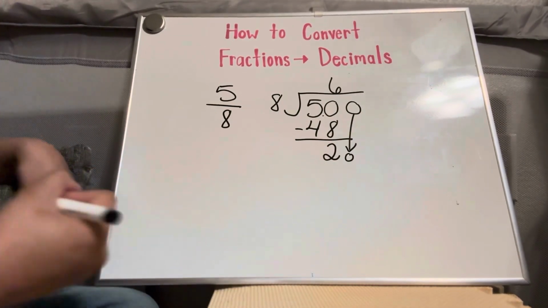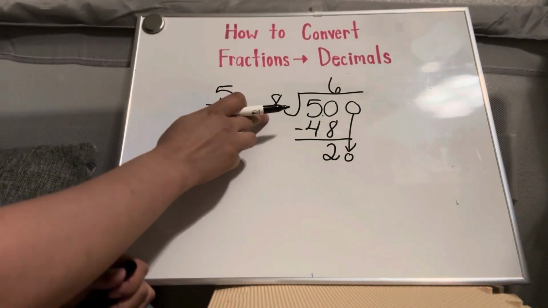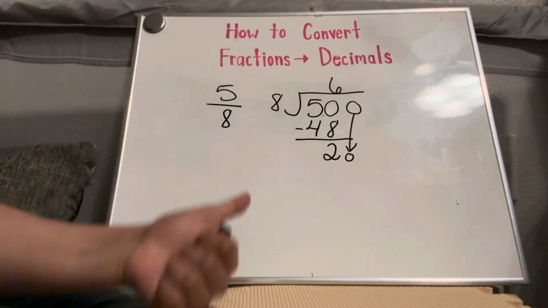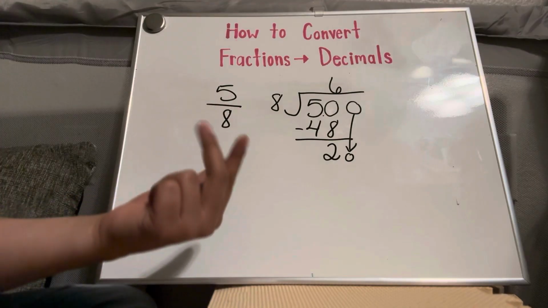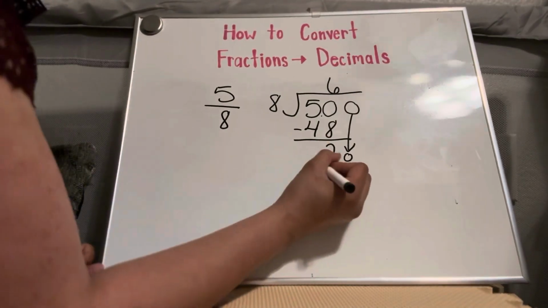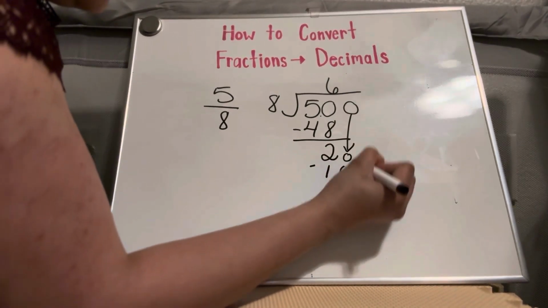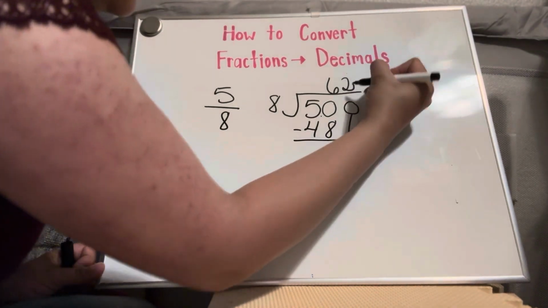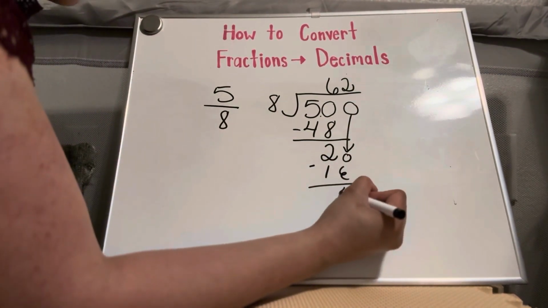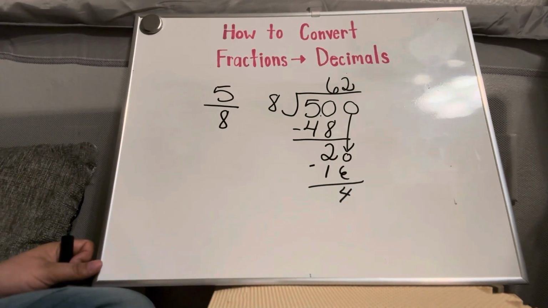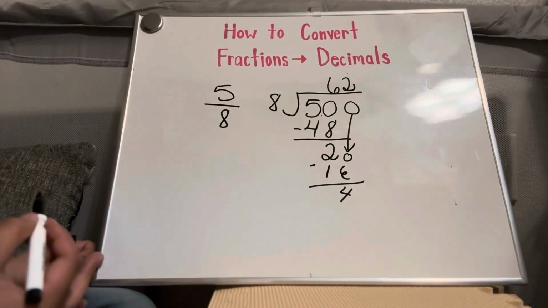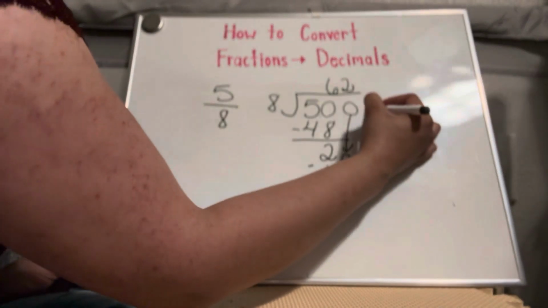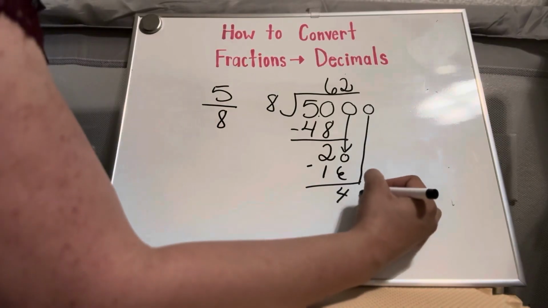8 goes into 20. How many times? 8, 16, 24. We can't go that high. So we're going to go with 16 and bring our 2 up. Now we got a 4. Now 8 goes into 4? Nope. What are we going to do? Imaginary 0 all the way down.